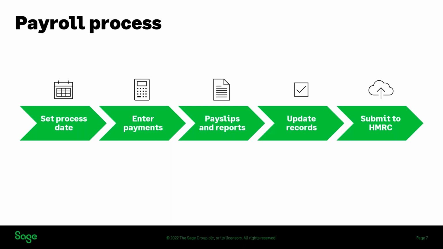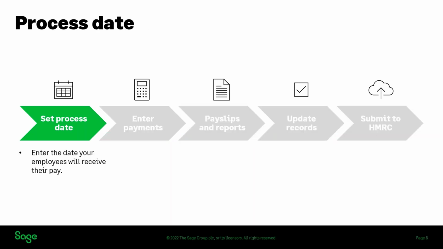There's a few different pay slip formats that I'm going to run through. You'd need to update the records, which will confirm the values for the current period and make them historical. And then finally, we're going to submit that information as a full payment submission to HMRC. So let's get on with our first step and take a look at setting the process date.